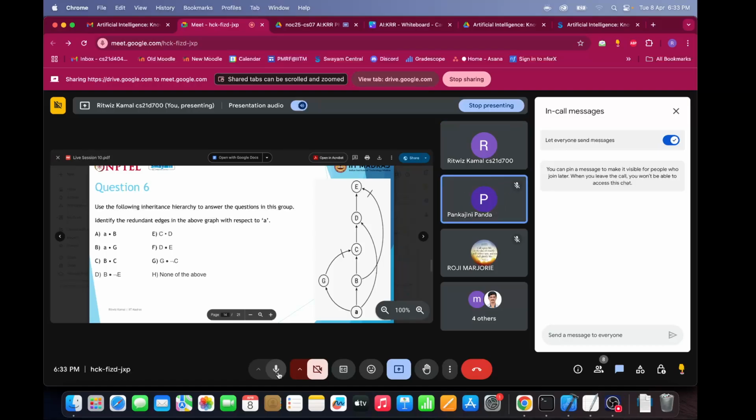H. Okay, we have one vote for H. So H is actually the correct answer. We just saw in the previous question that all of these edges are admissible and none of these also negate the redundancy condition. So all of these are actually non-redundant edges.